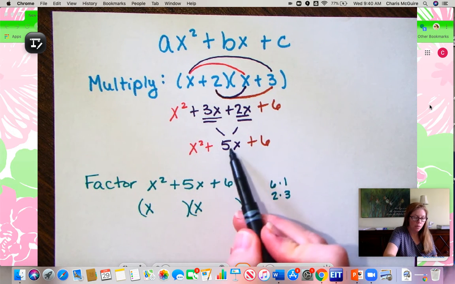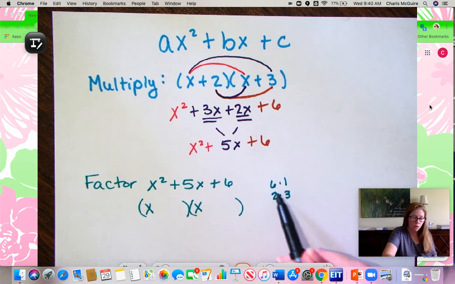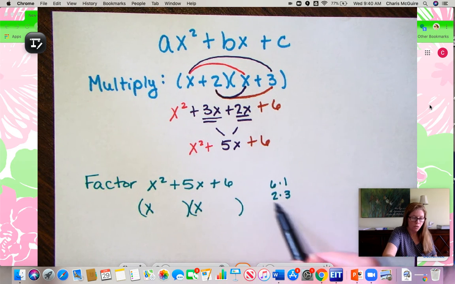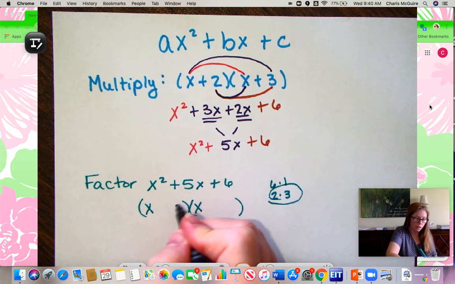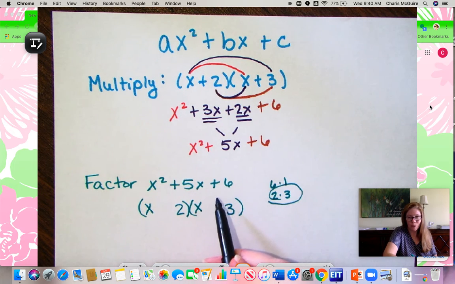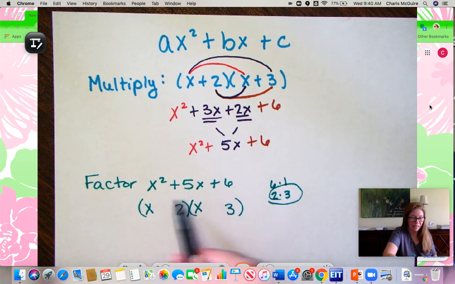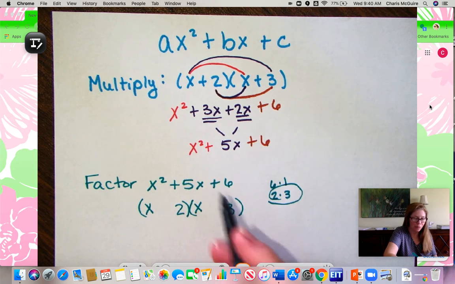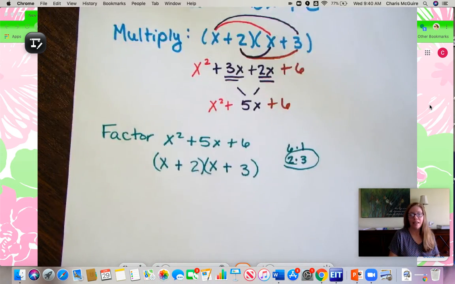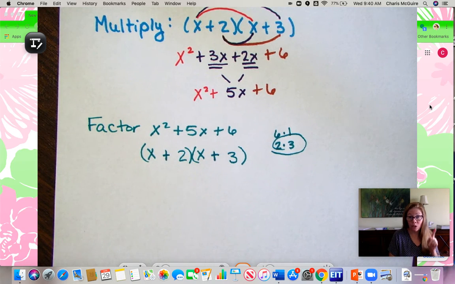So when you look at the middle term being a 5, when you add the 6 and 1, you get a 7. When you add the 2 and 3, you get the 5. So these are the ones that we're going to work with, the 2 and the 3. Now having them both be plus is super easy because that's what your values are going to be here, both addition.